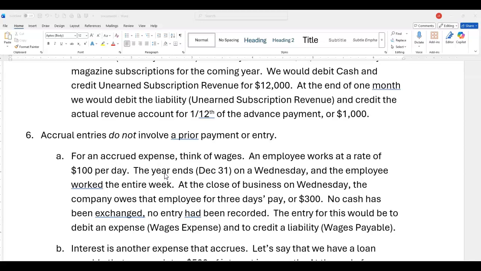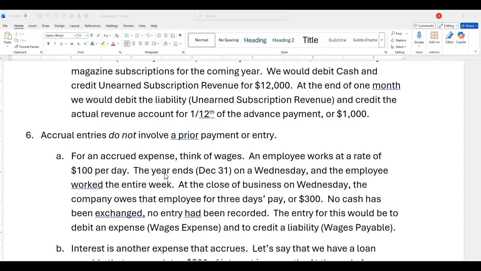The year ends on December the 31st, which is a Wednesday, and the employee has worked the entire week. At the close of business on Wednesday, the company owes that employee 3 days' pay, or $300. No cash has been exchanged. We haven't made any entries because we don't do payroll in the middle of the week. But we do need to accrue this expense. So the entry would be to debit wages expense and credit liability wages payable.